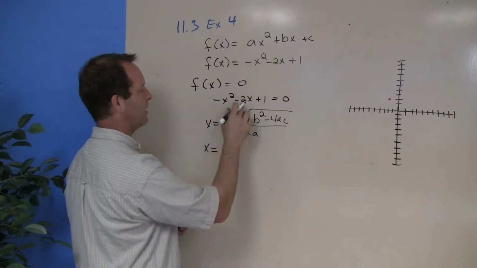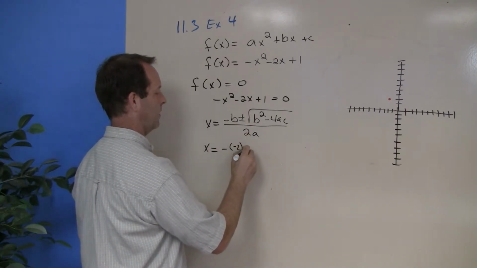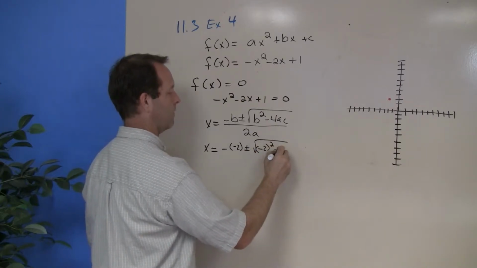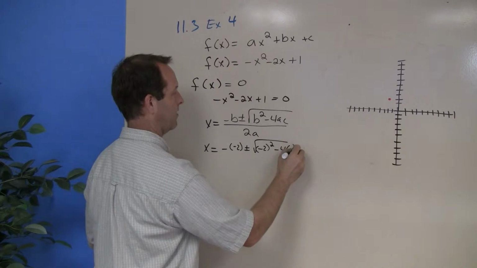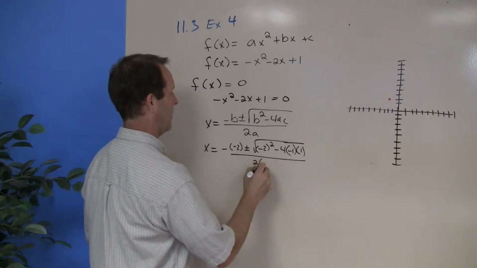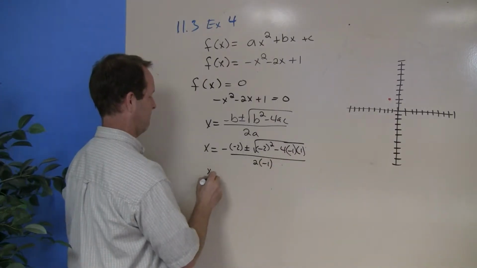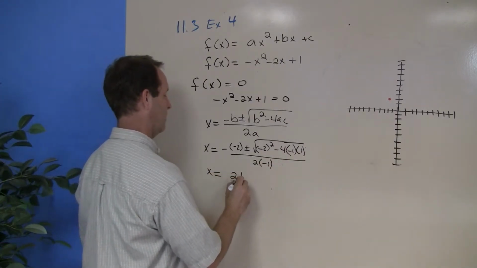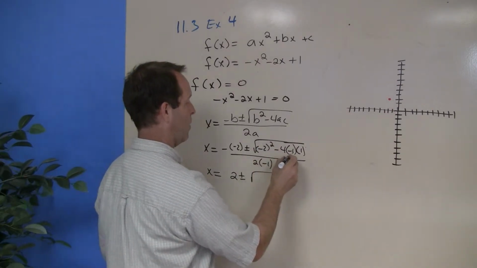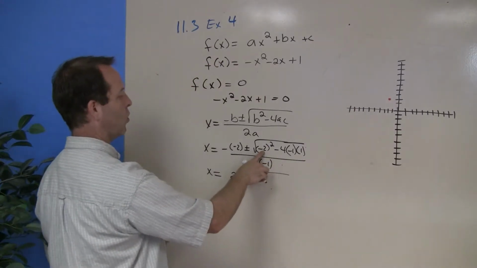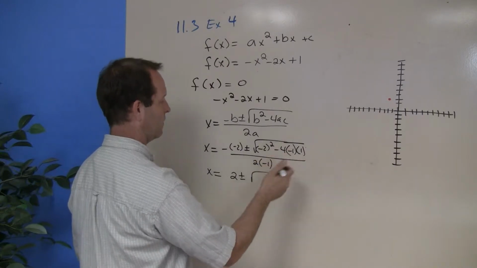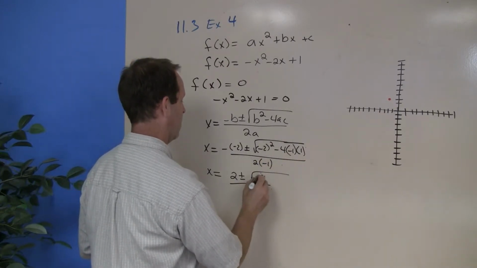x equals negative b, b is a negative 2, so 2, plus or minus the square root of negative 2 squared, minus 4 times a times c, all over 2 times the a value, which is a negative 1. And let's work that down. 2 plus or minus the square root of 4 plus 4. Is that right? Negative 2 squared is a 4. 4 minus a 4 times negative 1, that's a plus 4, so that makes an 8. All over a negative 2.